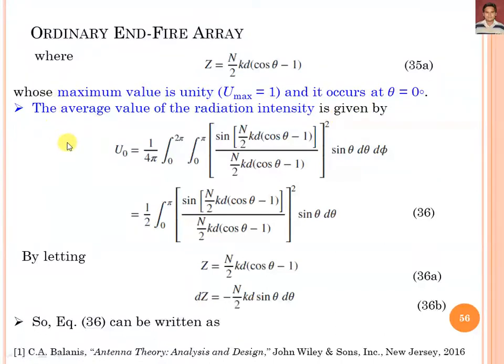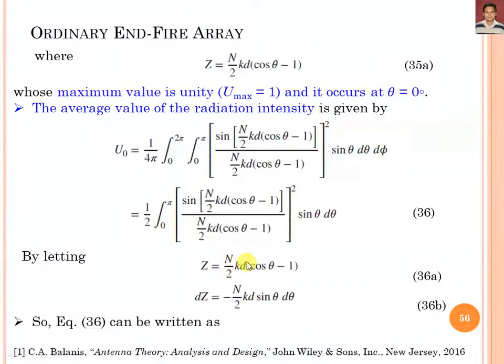In that case we can calculate the average radiation intensity, and this is given by this expression: U0, where we have to integrate dφ with limits from 0 to 2π, and θ with limits from 0 to π. In that case we are getting this expression for the radiation intensity U0.